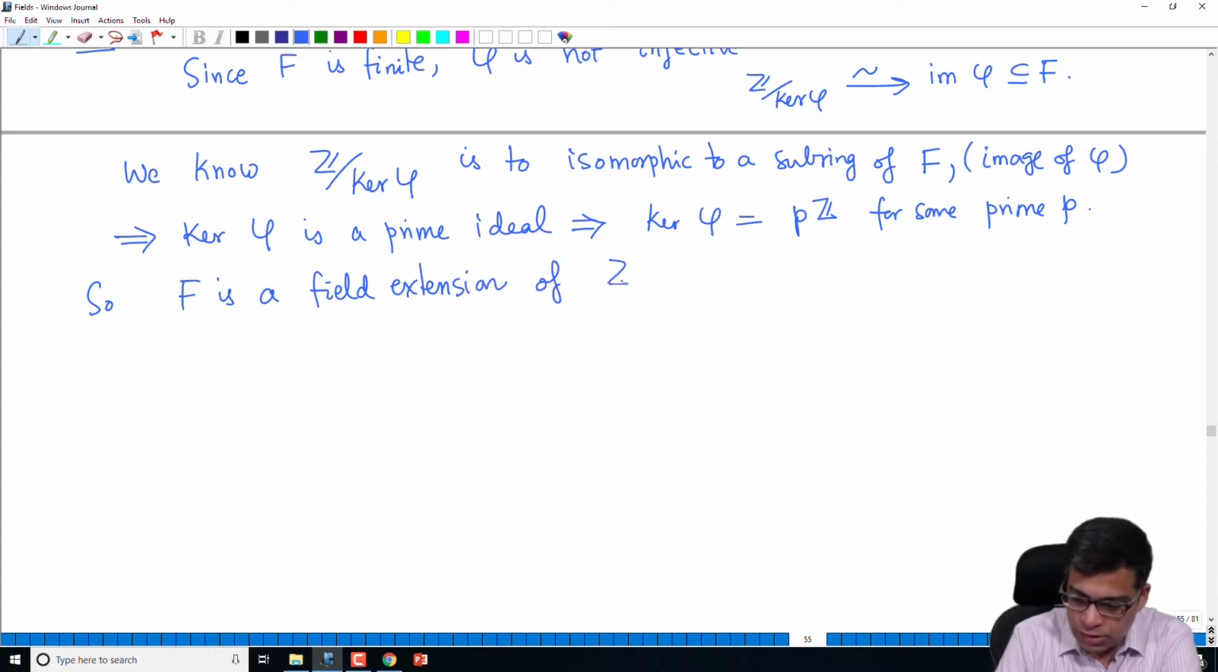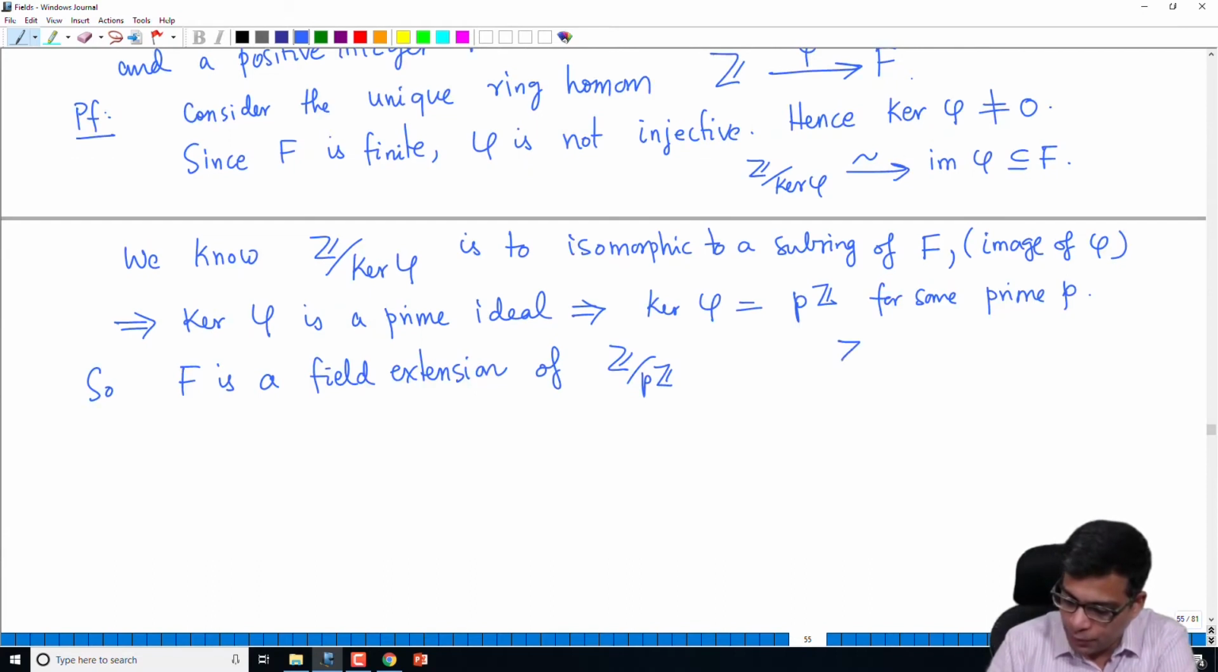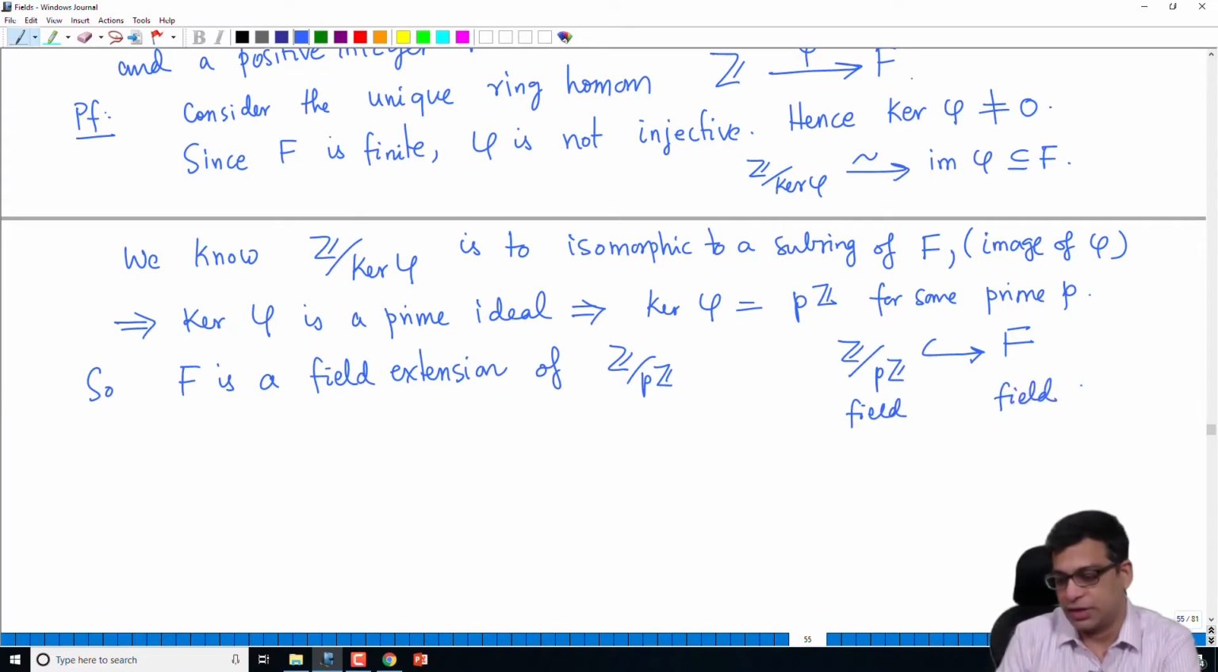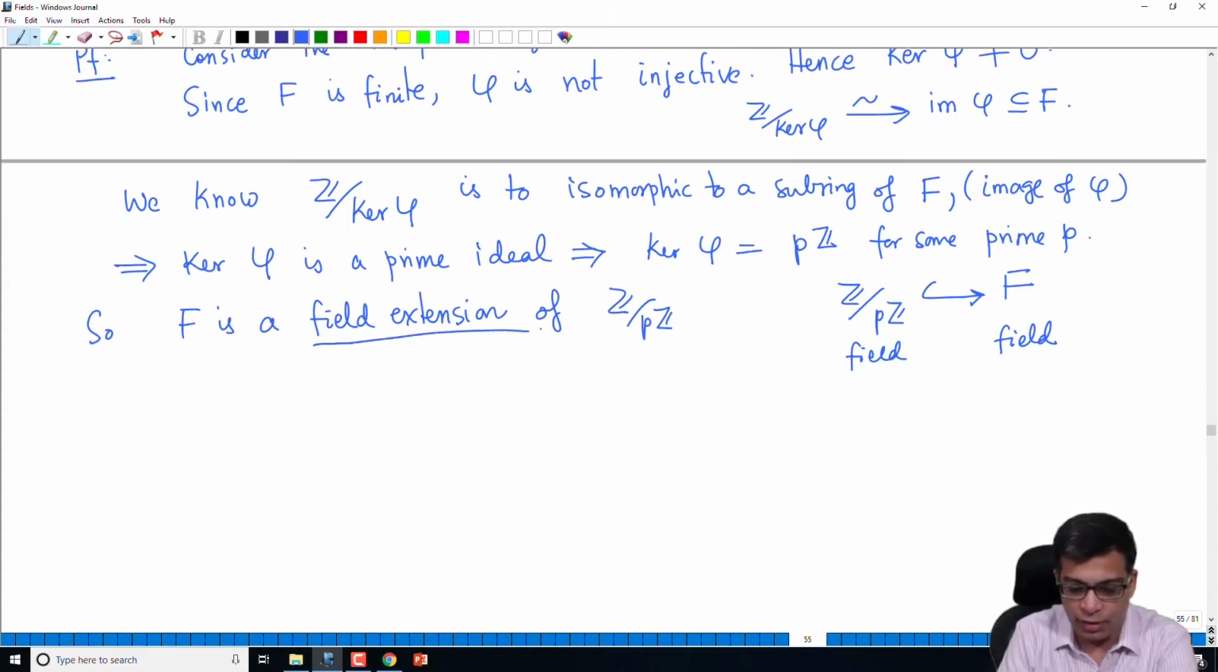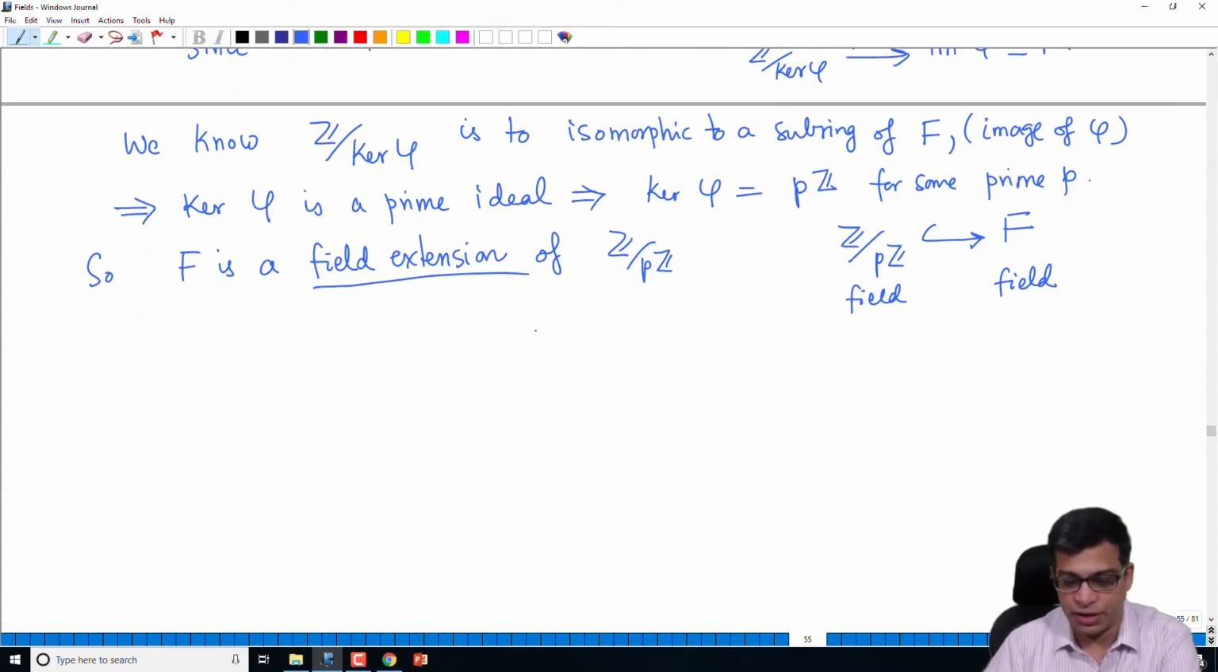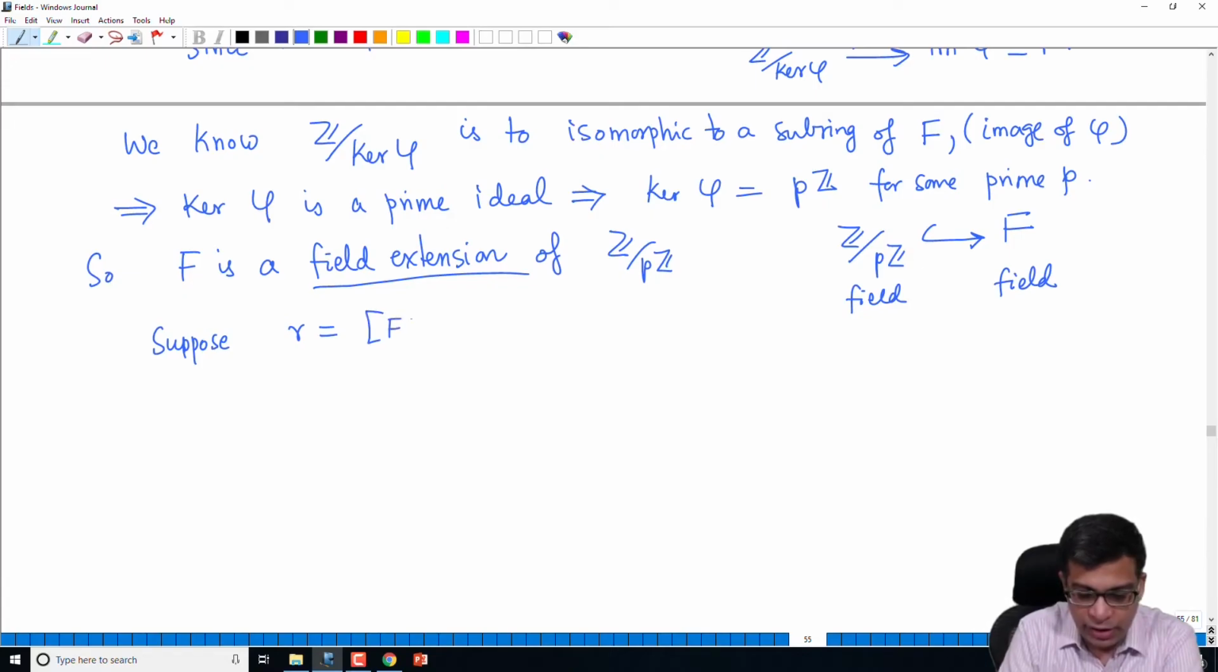of Z mod pZ, right? Z mod kernel phi, which is Z mod pZ, is injective, it sits inside F. Now this is a field, this is a field. And what do we call such a situation where we have a field contained in another field? That is what we call a field extension. So F is a field extension of Z mod pZ. Suppose r equals the degree of this field extension.